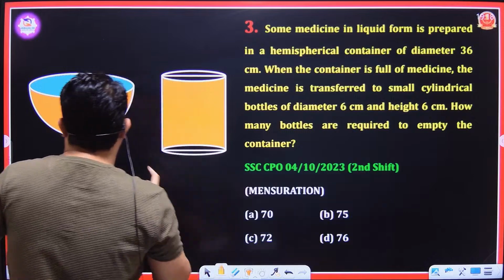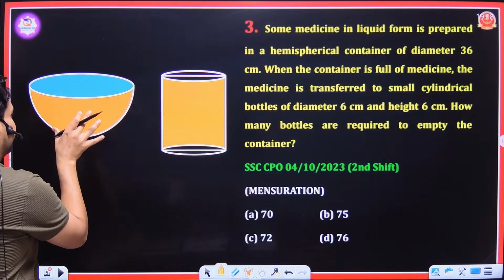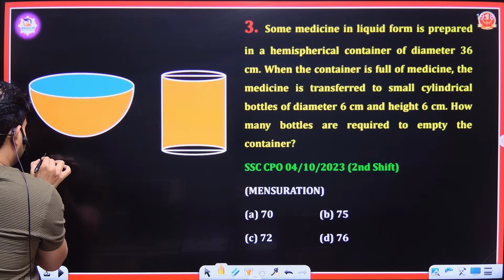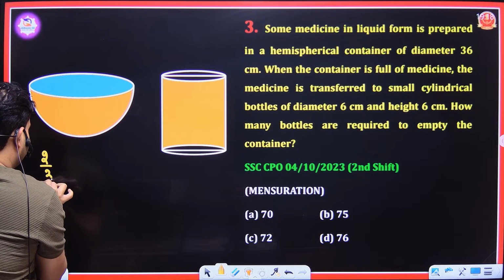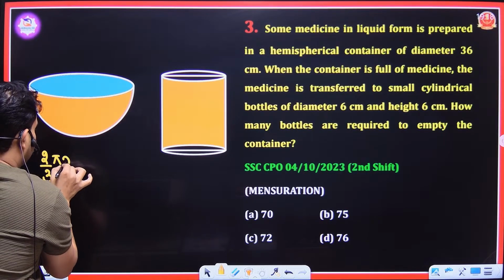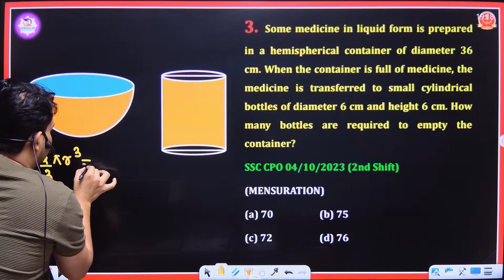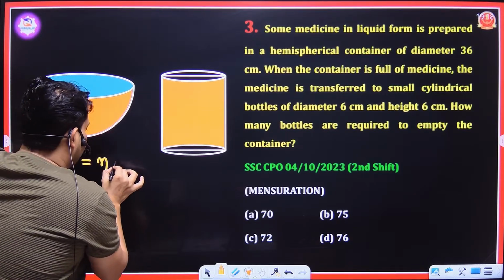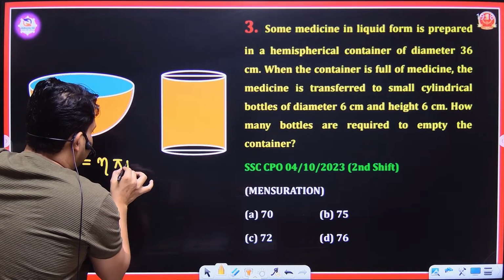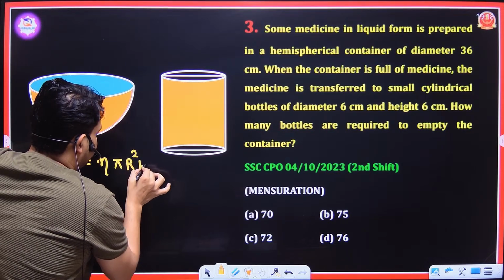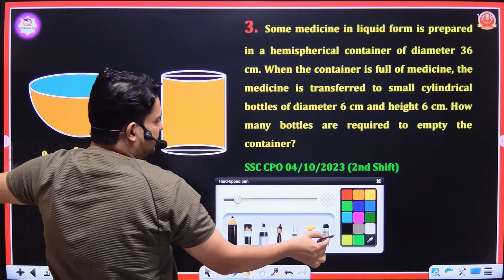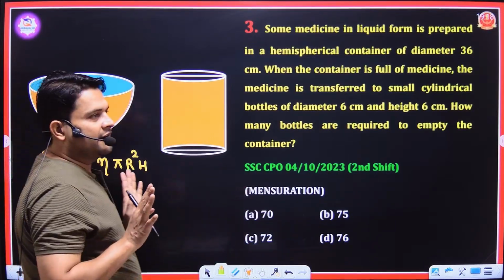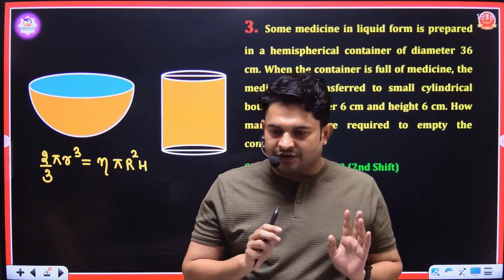So what is the volume of a bowl? The volume of a hemispherical bowl is 2 by 3 pi r cube. It will be equal to, if I make n number of cylinders, the volume of one cylinder, which is pi r square h. r is the radius of the cylinder and h is the height of the cylinder. See, pi and pi will cancel out, because the value of pi is 22 by 7.